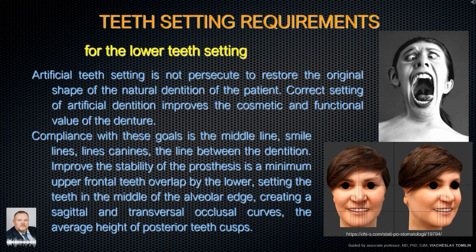Artificial teeth setting does not pursue restoring the original shape of the natural dentition of the patient. Correct setting of artificial dentition improves the cosmetic and functional value of the denture. Compliance with these goals involves the middle line, smile line, canine lines, and the line between the dentition. To improve the stability of the prosthesis: minimal overlap of the upper frontal teeth by the lower, setting the teeth in the middle of the alveolar edge, creating sagittal and transversal occlusal curves, and using average height of posterior teeth cusps.